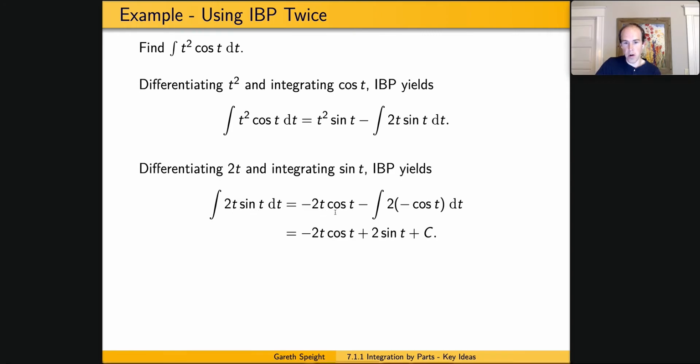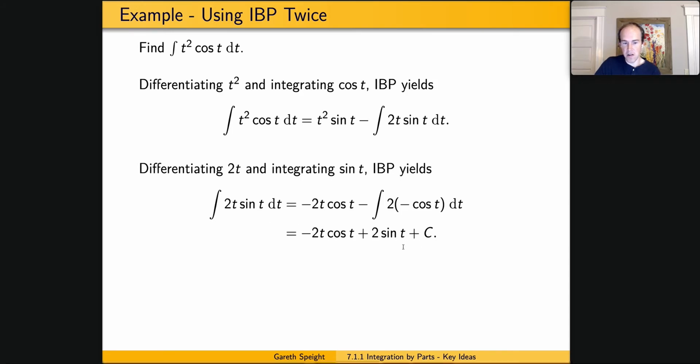Remember, on the first term, we only integrate one term, so we get minus cosine t. So we have 2t times minus cosine t, that's going to be minus 2t cosine t. And then we take away the integral where we both differentiate and integrate. So we're differentiating 2t, we get 2. We're integrating sine t, we get minus cosine t. So here's our new integral. Okay, there are some minus signs we should track. So the minus and the minus cancel. We end up with the integral of 2 cosine t. So that's going to become 2 sine t plus c.